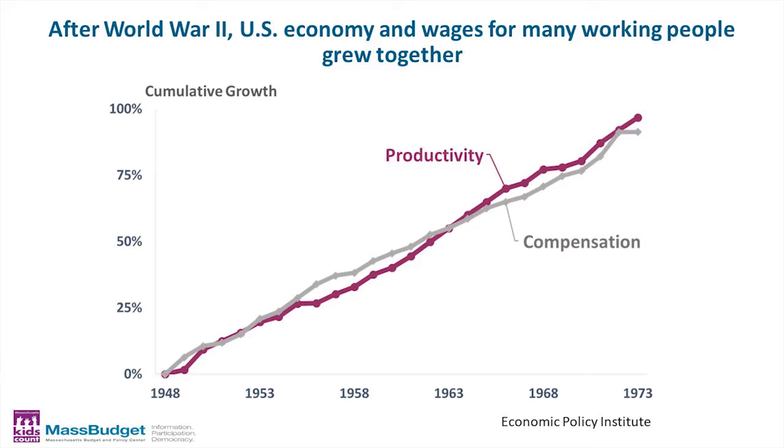Here's another line. This is compensation. It's wages and benefits for non-supervisory workers, but basically this is what goes into people's pockets. Productivity is growing, the economy is growing, and wages are growing right along with it. So these lines are very tightly aligned. I think that's what's so interesting about this post-World War II period. So this is a picture of post-World War II America.